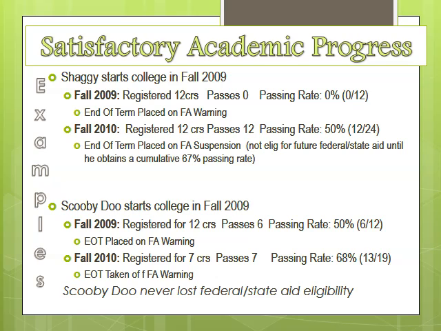Now, Scooby comes back in fall of 2010, and he registers for 7 credits, and he passes all 7. His passing rate raises to 68%. And we get that by taking 13 hours, which he passed between the 2 semesters, and the 19 that he attempted between the 2 semesters. And since he is at the 67% or above rate, he is now taken off financial aid warning. Scooby never lost financial aid or state grant eligibility.